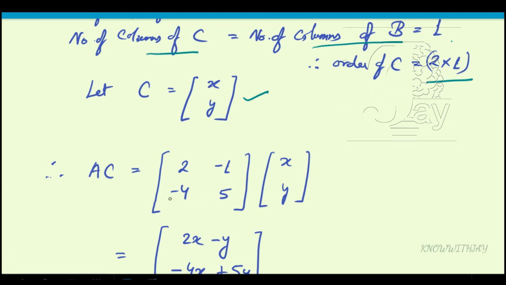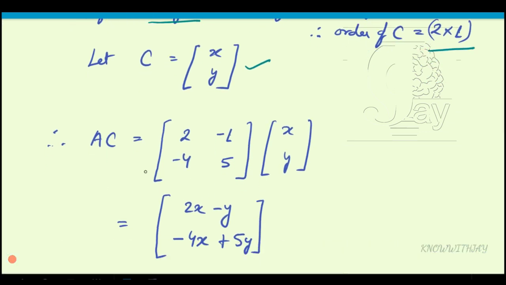Now we need to find AC equals to B. So let us first multiply AC. When we multiply, we get 2x minus y and minus 4x plus 5y. So only 1 column and 2 rows.